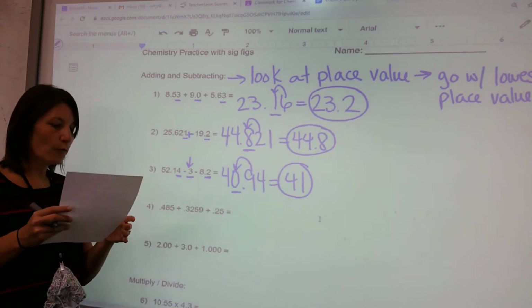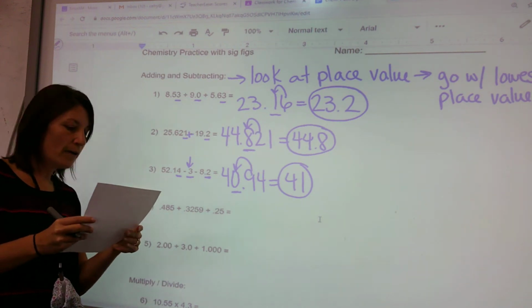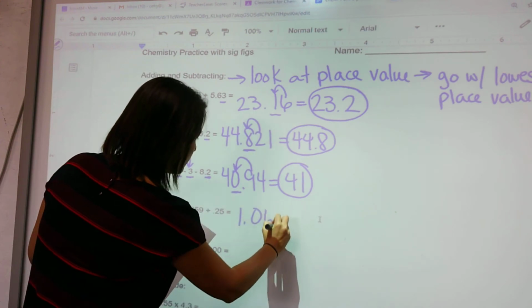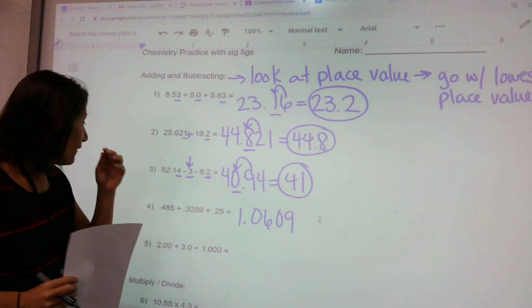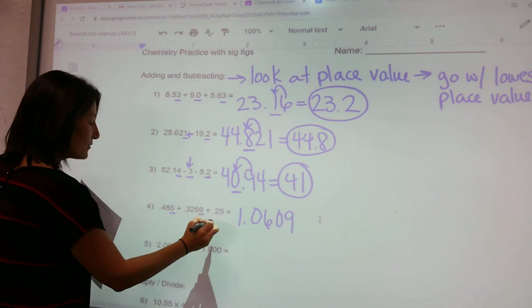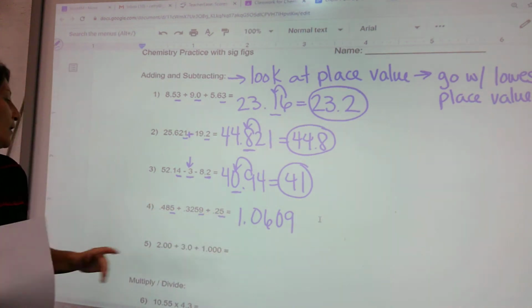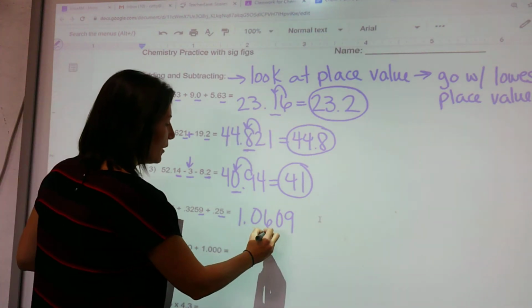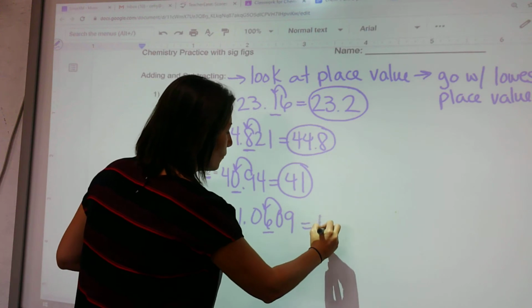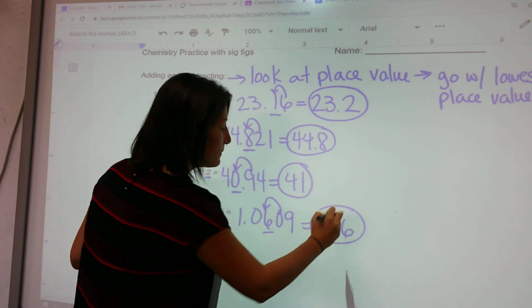All right, so number 4, when you add all this up, it is 1.0609. And if I'm looking at this, I have the thousandths, the ten-thousandths, and the hundredths. So I'm going to end my answer in the hundredths, the smallest place value. That will keep that at a 6. So 1.06 is my answer.